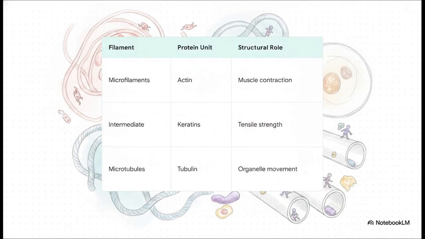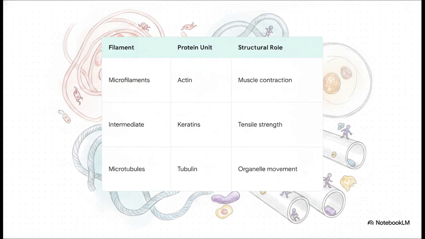First, we have microfilaments, made of actin. These are super thin, about 7 nanometers wide, and they're responsible for muscle contraction and actually allowing cells to crawl. Next, we have intermediate filaments, made of proteins like keratins and lamins. These act like microscopic steel cables. They provide serious tensile strength and anchor major structures like the nucleus in place.